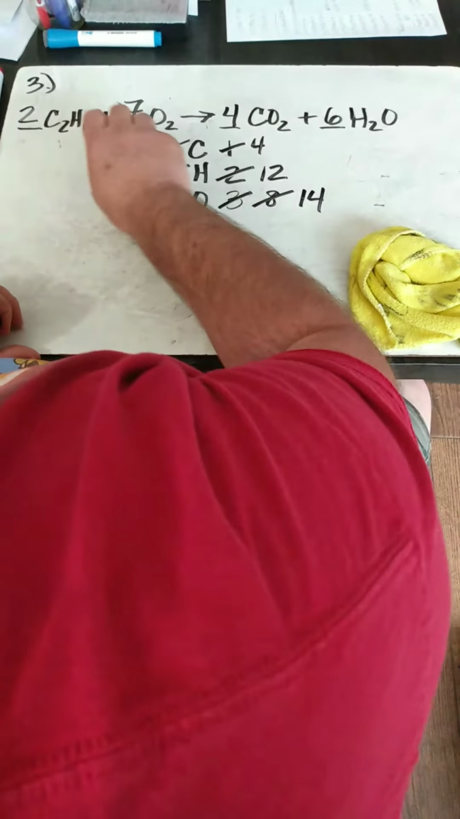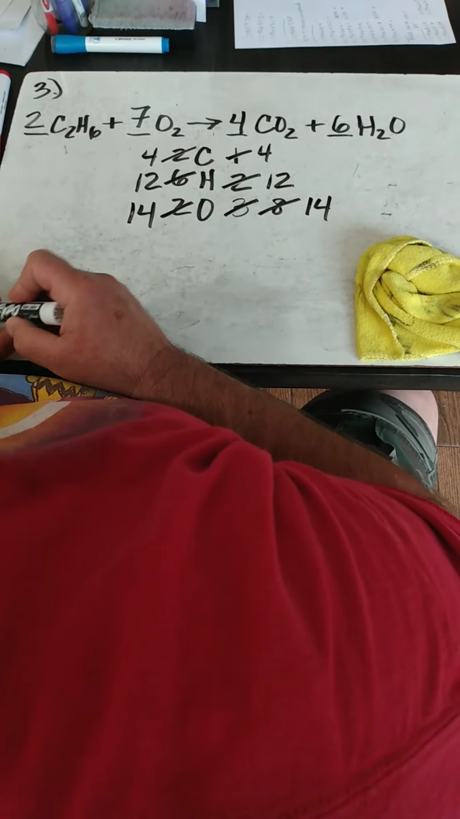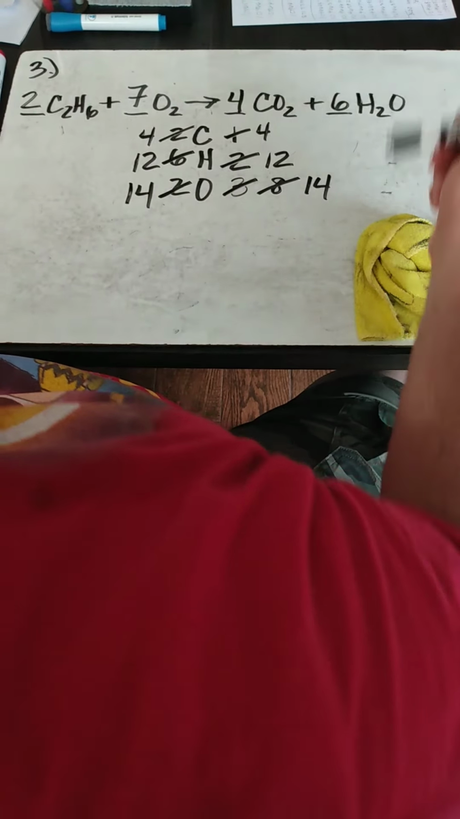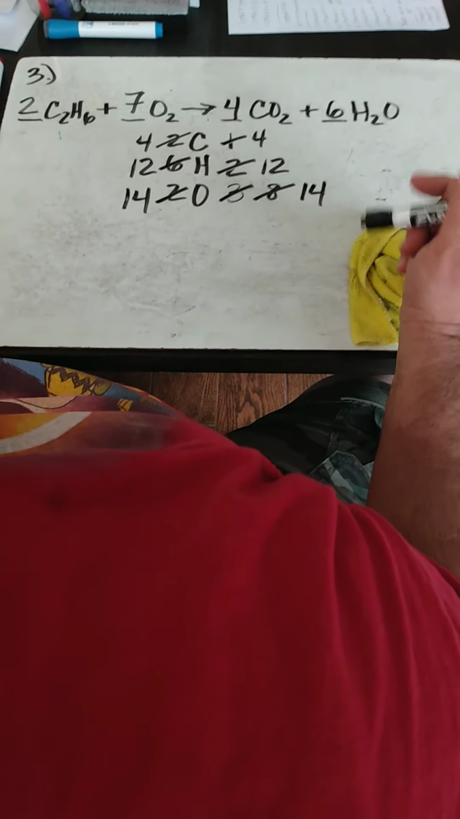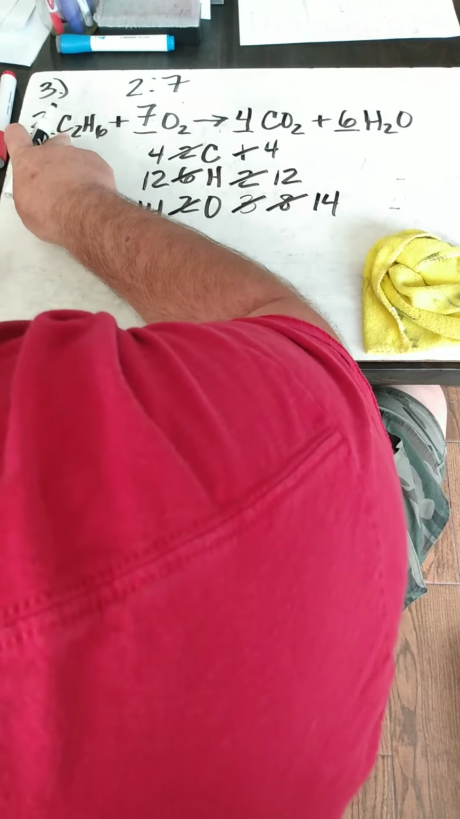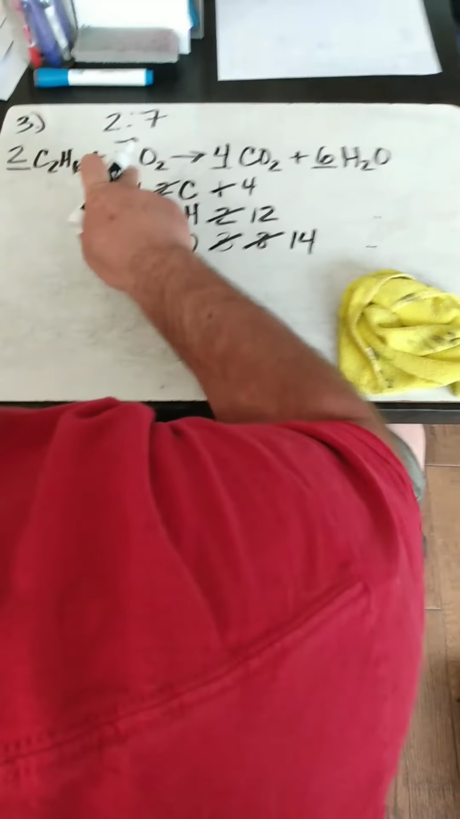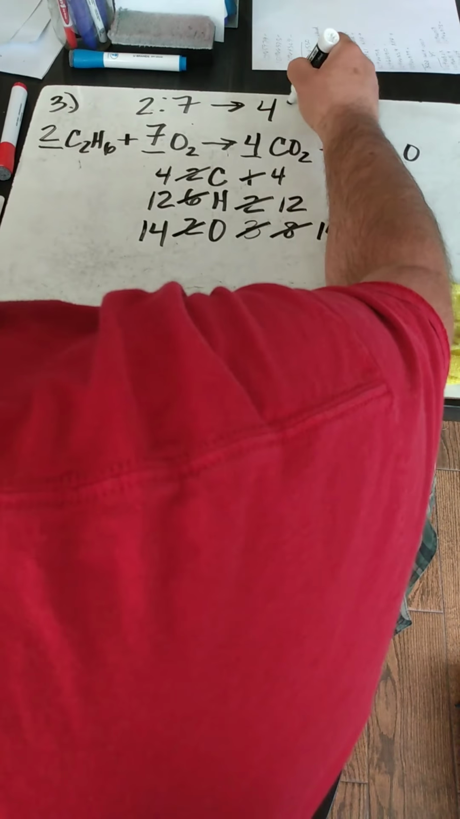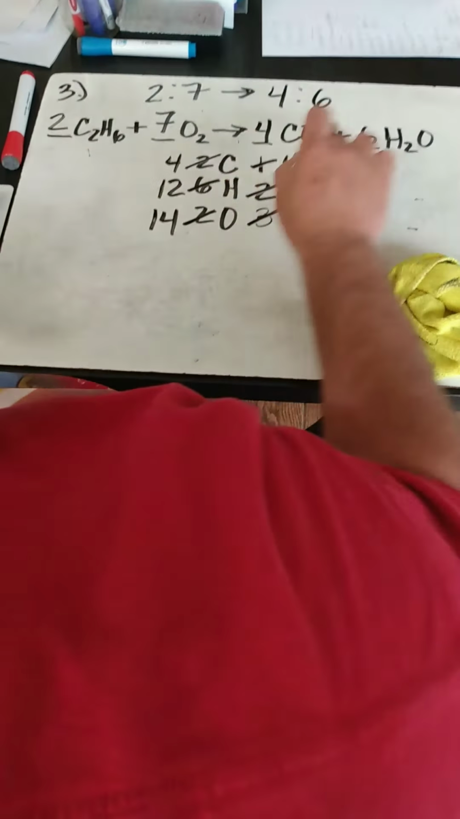We plugged in a number in each of these spots up above in our coefficients, and we see that we have a complete balanced equation. Now with this, we need to take a look at the ratio. So we have a 2 to 7, so 2 ethane gas molecules to 7 oxygen molecules yields 4 carbon dioxide and 6 water molecules. Okay, so that's perfect.